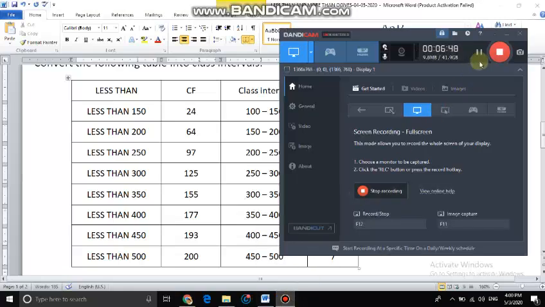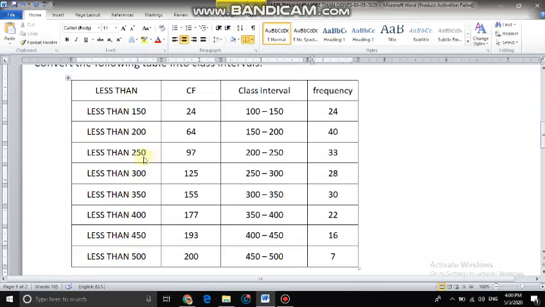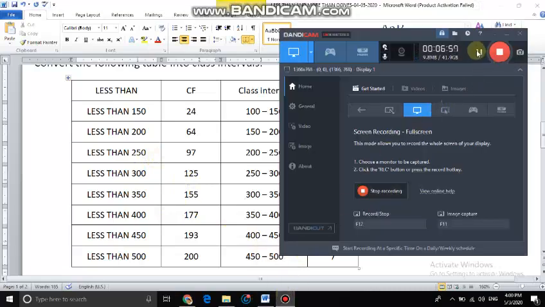Okay. So this is how you will convert a less than type into class intervals. You can even convert more than type into class intervals. We will see in the next example.